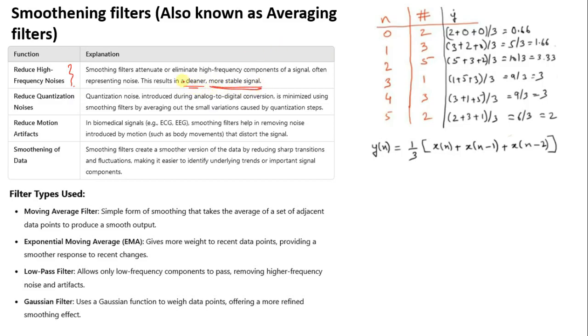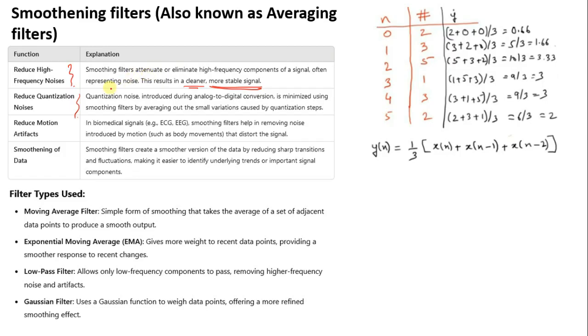The second thing is reducing quantization noise. We have already discussed the quantization process. When you are quantizing the samples, you are basically rounding off some values. So the signal you get will not be smooth, and you will have a staircase-like signal tracing. Once you get that, you apply the smoothing filter so that you get a smoothened signal. That's how it helps in reducing the quantization noise.